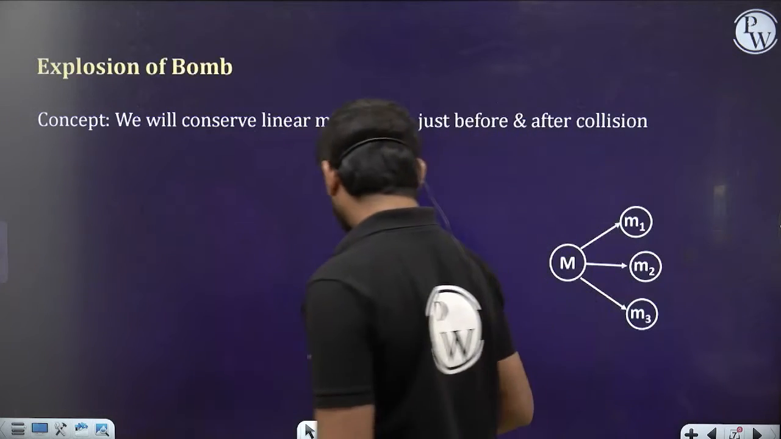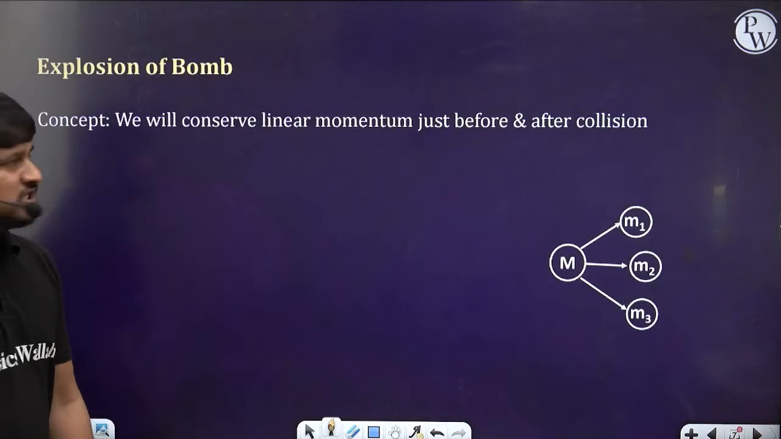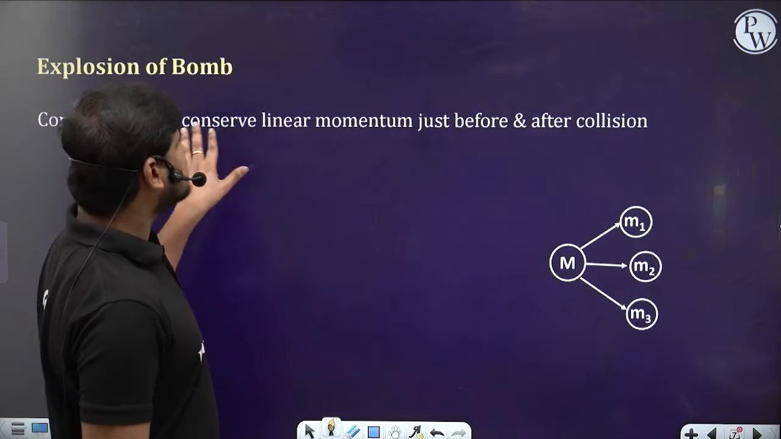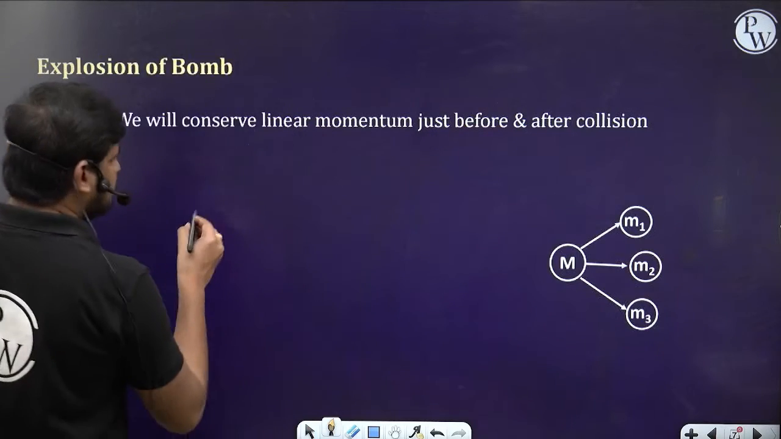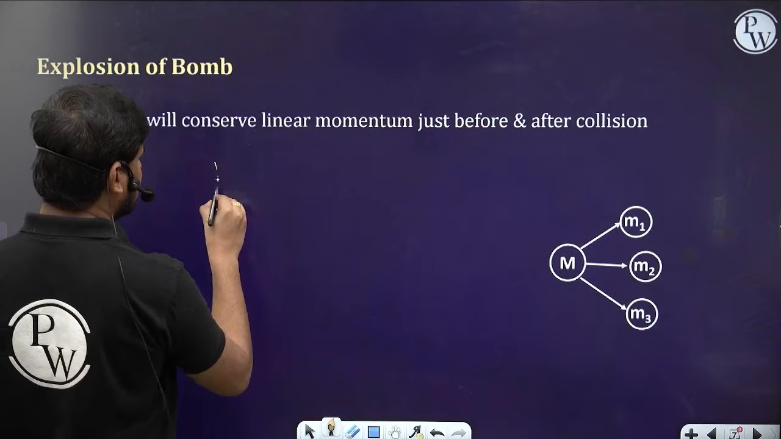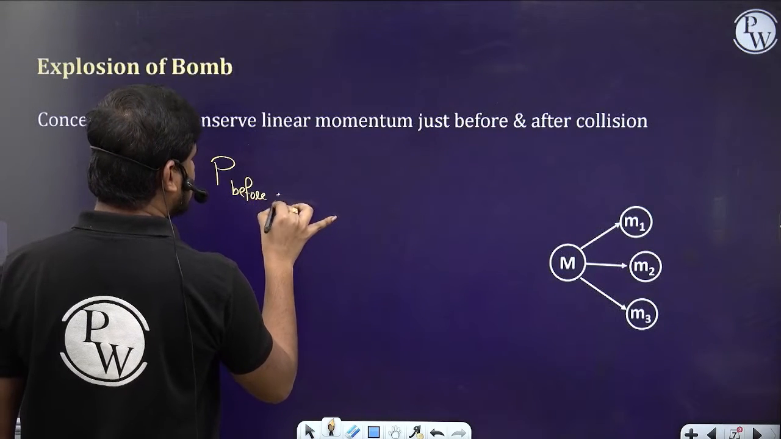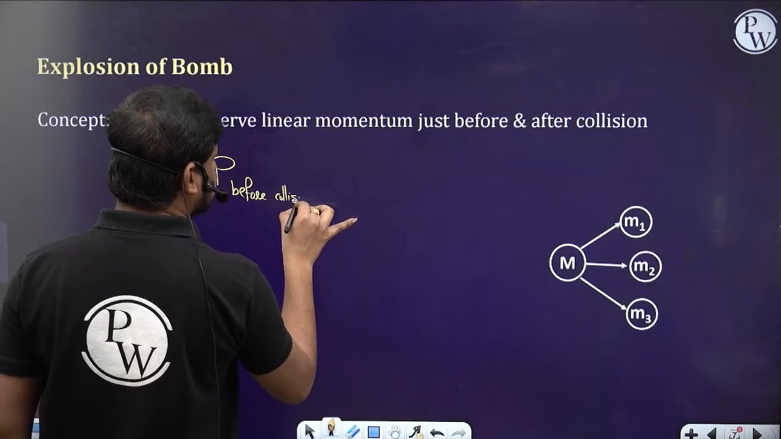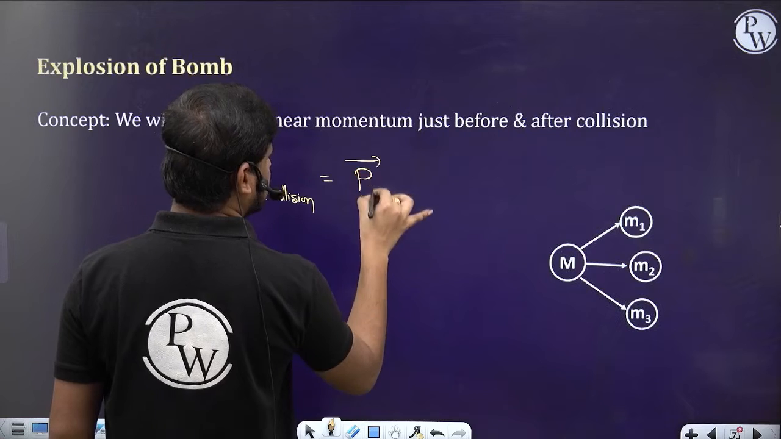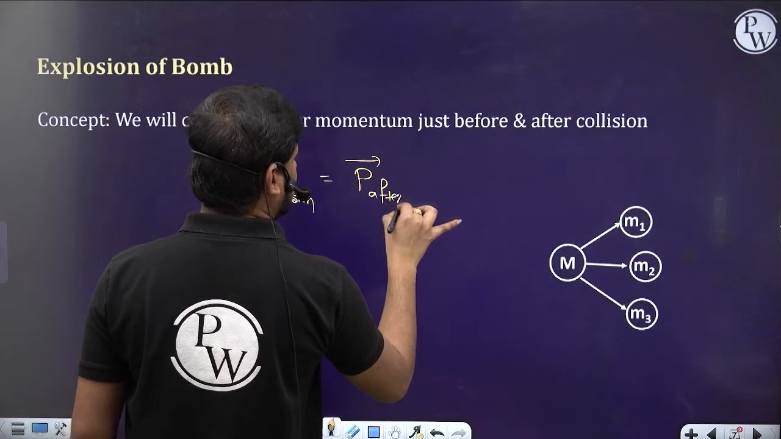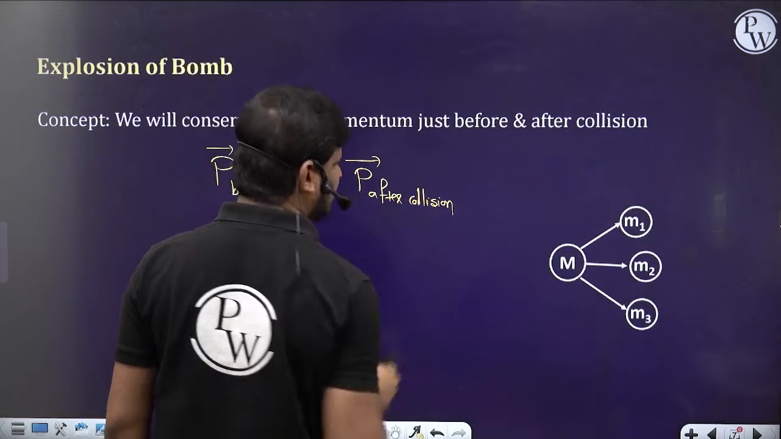Now let's come to the important concept, the explosion of bomb questions. Here we'll conserve the linear momentum just before and after collision. The momentum before the collision will be equal to the momentum after the collision. That means the momentum will be conserved.